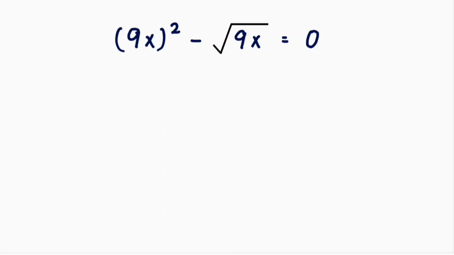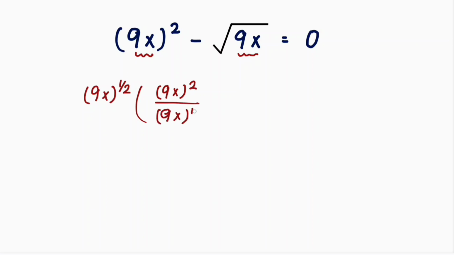Hi friends, 9x is common in both the terms, but on one side we have a square, on the other a square root. First let's take the square root, 9x common. Now both these expressions can be equated to 0.